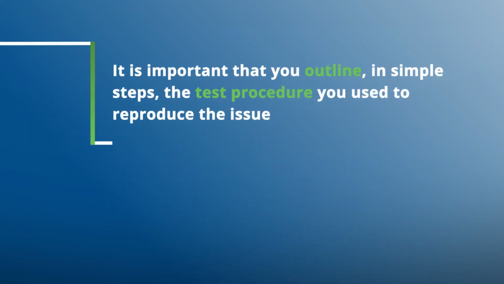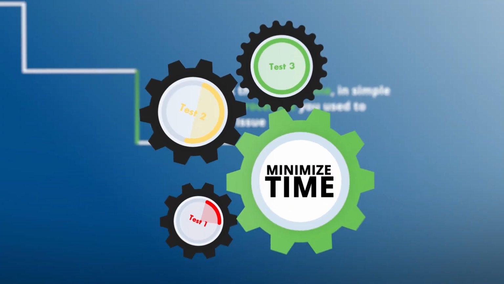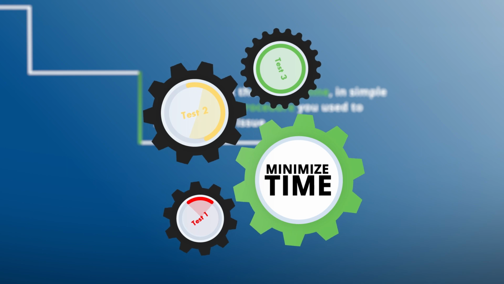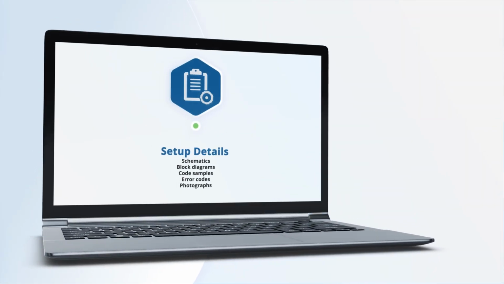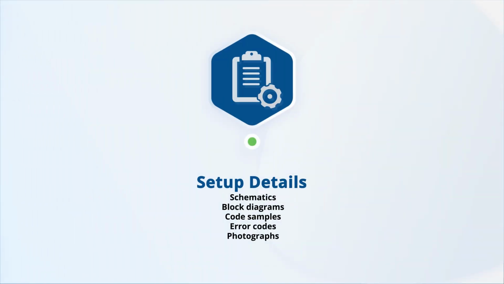It is important that you outline in simple steps the test procedure you use to reproduce the issue. This step can drastically minimize the time it takes us to understand the problem. It is crucial that you also include the setup details since they frequently hide an underlying problem. These details include schematics, block diagrams, code samples, error codes, and even photographs of your setup.